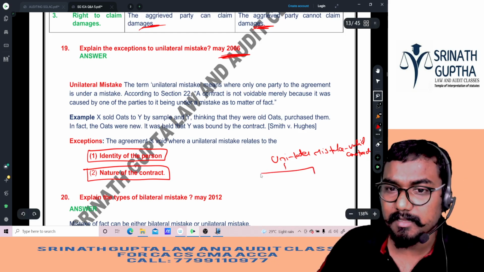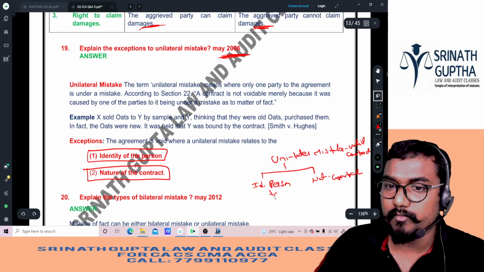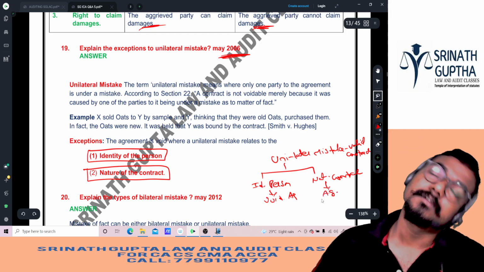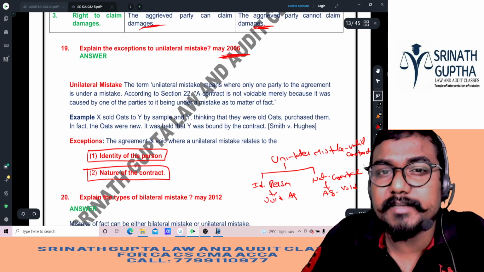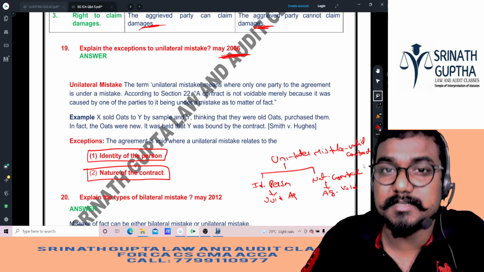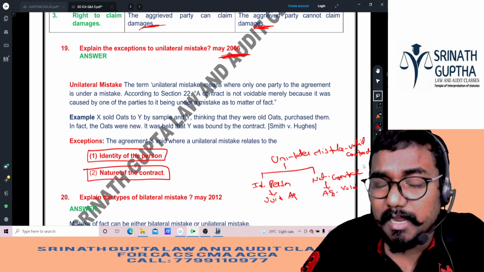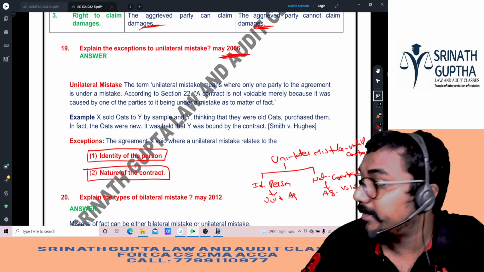Two exceptions are there, beta. First one is identity of the person. Second one is the nature of the contract. In these two cases, it will be a void agreement. I give two examples also, beta. Identity of the person: I want to enter into a contract with Suresh but enter into an agreement with Ramesh. They are twin brothers, Ramesh and Suresh. I have to enter into a contract with whom, beta? Suresh. By mistake, I enter into a contract with whom, beta? Ramesh. That is a void agreement because there is no meeting of the minds.